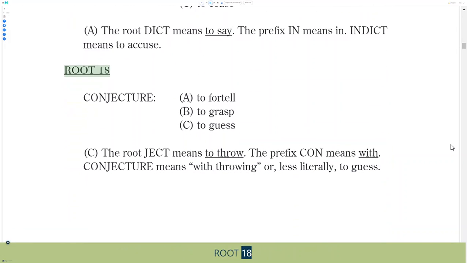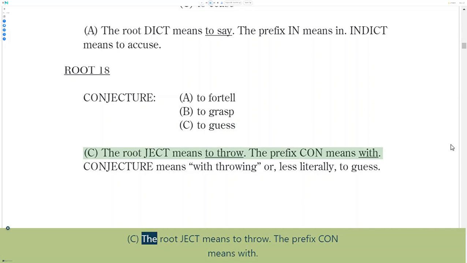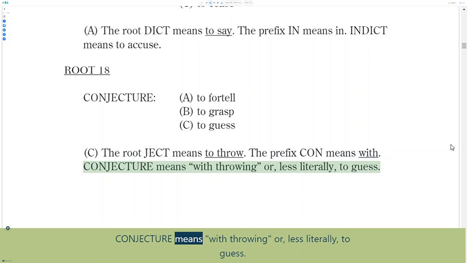Root 18. Conjecture. A. To foretell. B. To grasp. C. To guess. C. The root ject means to throw. The prefix con means with. Conjecture means with throwing or, less literally, to guess.